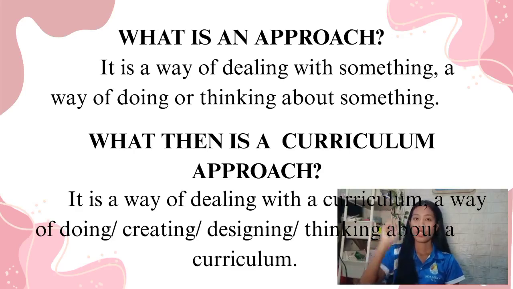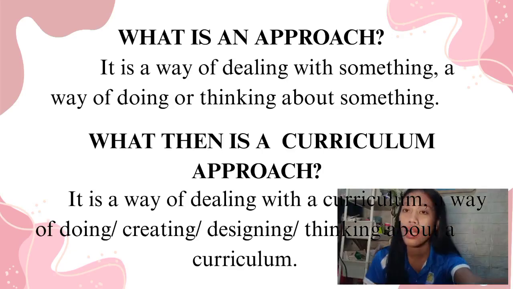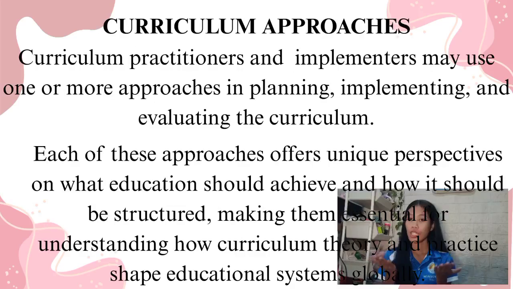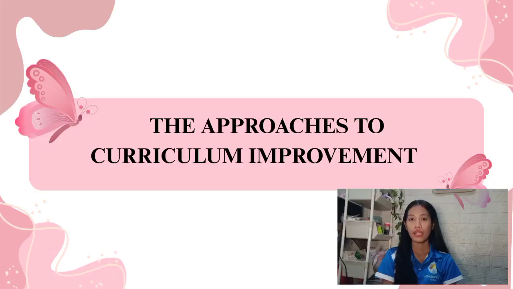So, an approach is simply a way of doing or thinking about something. So, if we talk about a curriculum approach, this refers to the way of creating, designing, or thinking about a curriculum. Curriculum practitioners like teachers, principals, and even policymakers may use one or more approaches when planning, implementing, and evaluating the curriculum. That is why it is very important to study them. So now let us discuss the 6 approaches to curriculum improvement.